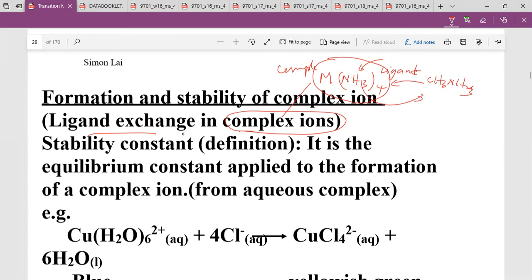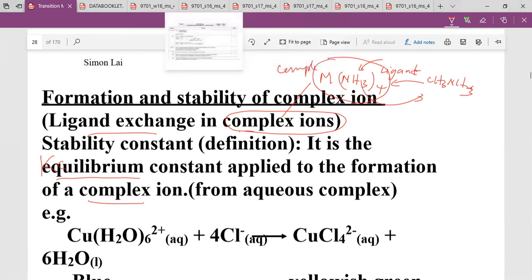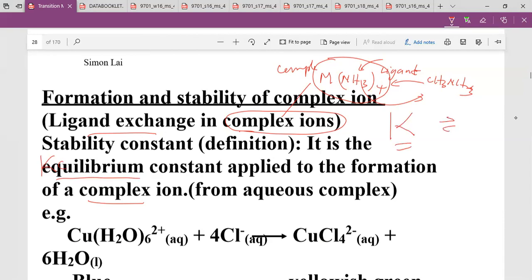Stability constant definition: it is the equilibrium constant, but it's actually a Kc, applied to the formation of a complex ion. If they ask you what do you mean by stability constant? It is the equilibrium constant. So it's called K, big K. Big K is only applied when there is an equilibrium. So it is the equilibrium constant applied for the formation of a complex ion. This is very important. Form is aqueous complex. Always refer back to the water complex.